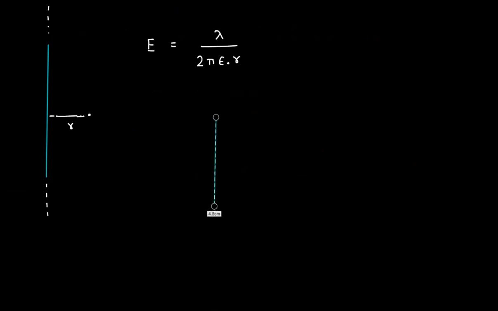Fine. So if you have an infinite wire like this, at a distance of R, what is the electric field? What is the electric field over here? 2k lambda by R. Lambda divided by 2 pi epsilon naught R. This is the electric field. Okay. Now, if you have a finite wire, not an infinite wire.